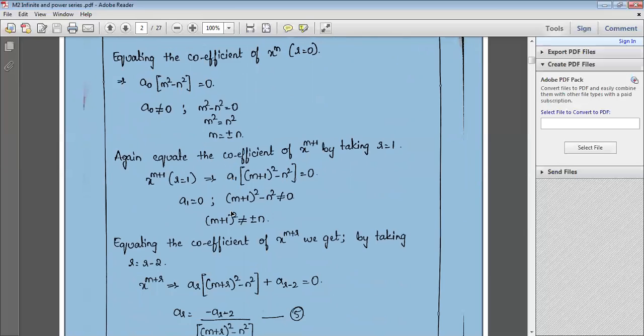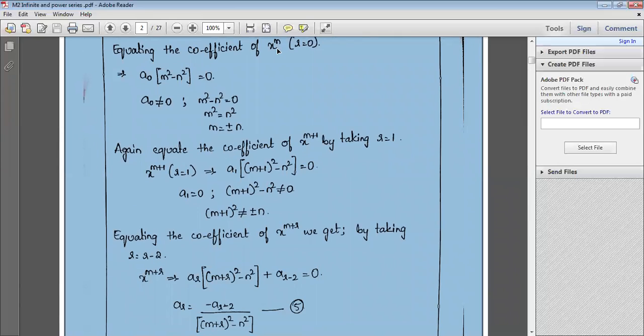Now equate the coefficient of x power m plus 1. In the previous case, we equated the coefficient of x power m. We need to find the coefficient of x power m plus 1 by taking r is equal to 1.